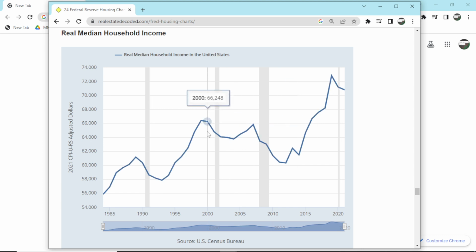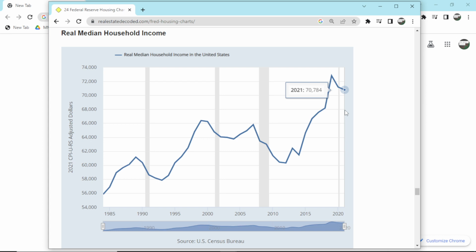For example, if we look at 2000, where the median household income was 66,000, it peaked, and then shortly after we saw a recession. Same thing with 2007. Median household income peaked at 65,000, and shortly after we saw a recession. And the most recent data point for 2021 is showing that median household income is 70,000.